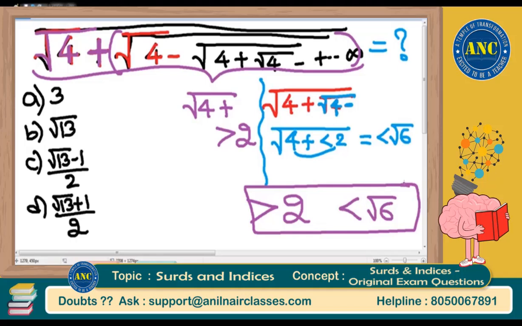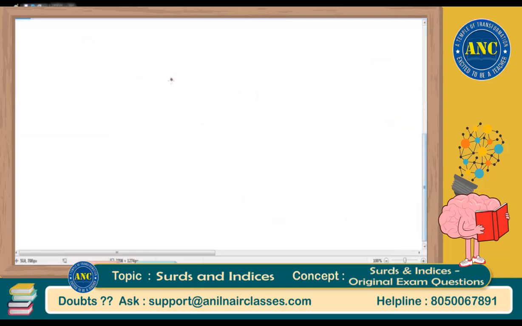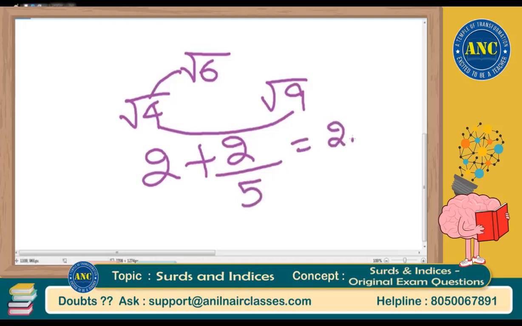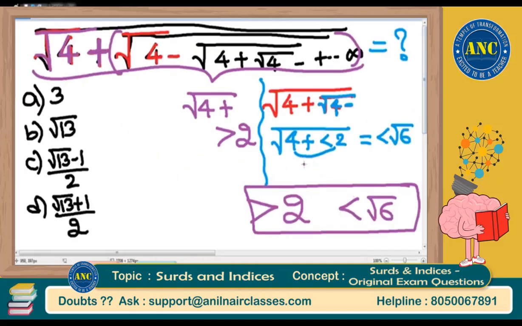That is something which you definitely need to understand. Answer will be greater than 2, answer will be less than root 6. And root 6, what is the value? You can find it very easily. Root 6 lies between root 4 and root 9. So it is 2 plus, 6 and 4 difference is 2, 9 and 4 difference is 5. It is approximately 2.4. Can I say that answer is greater than 2 and less than 2.4? This is the range of your answer.